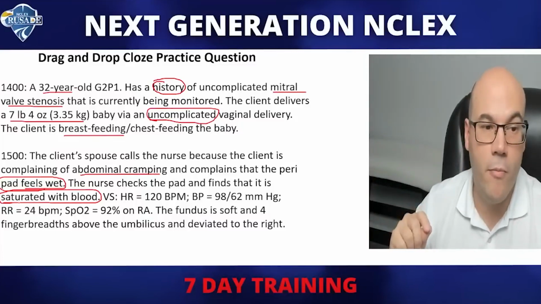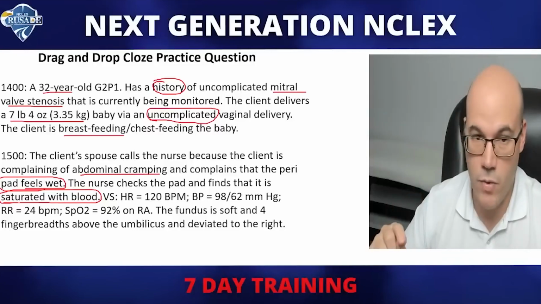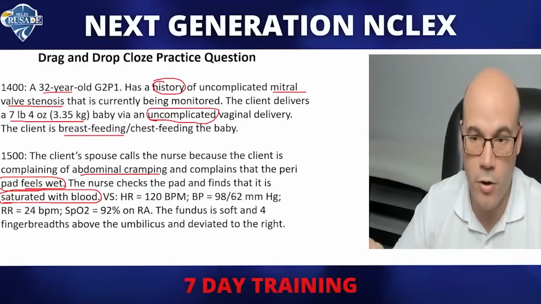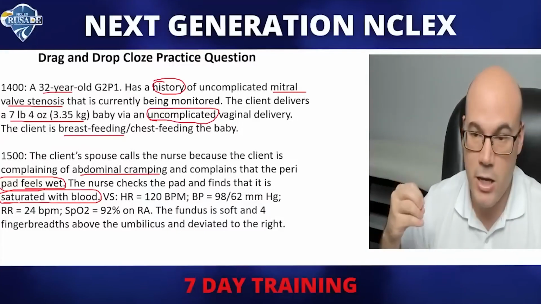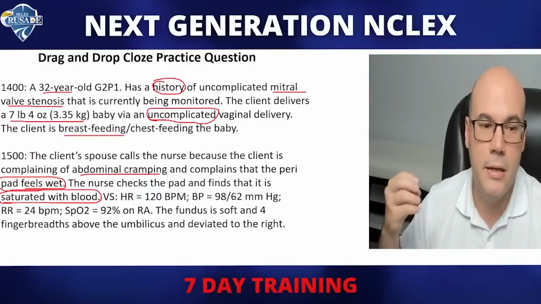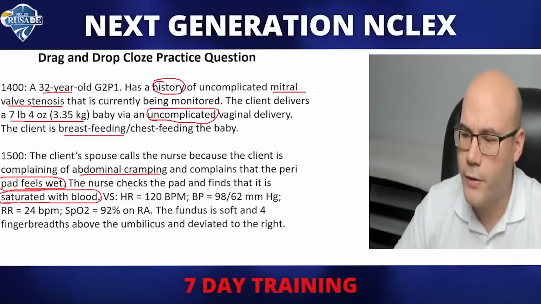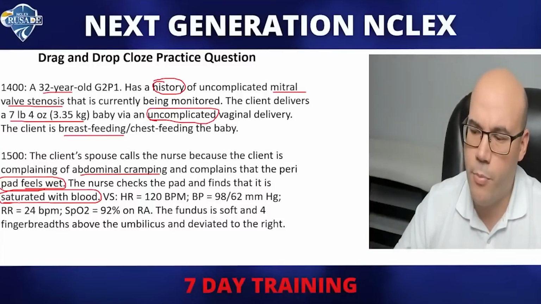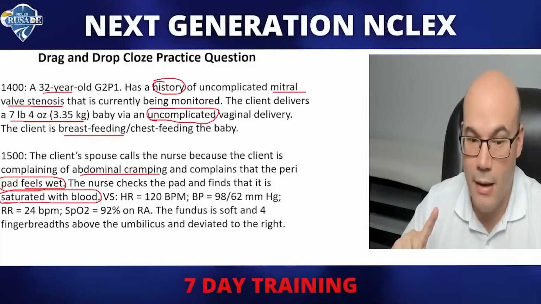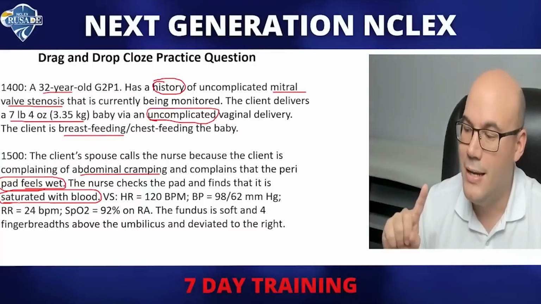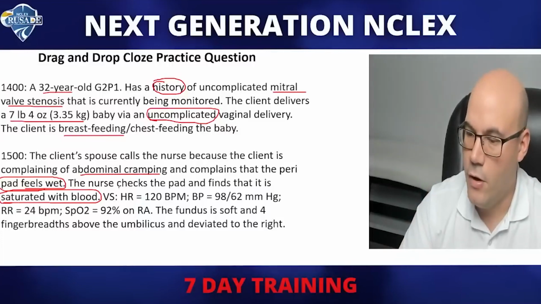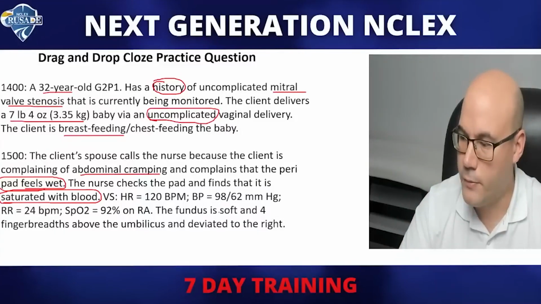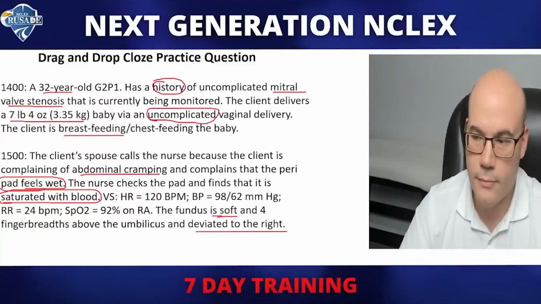Now they're giving you information about the fundus. Remember that we are in the postpartum period. So any information about the uterus, the fundus, is important. The fundus is soft and 4 finger breadth above the umbilicus, and here's the key word, deviated to the right. So we have fundus is soft and deviated to the right.